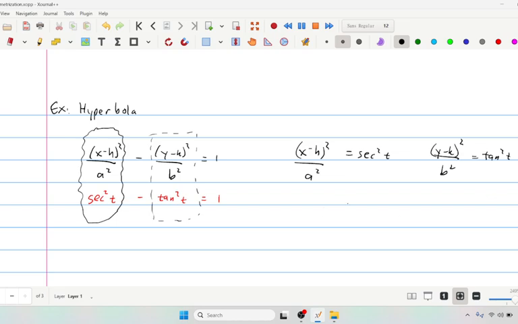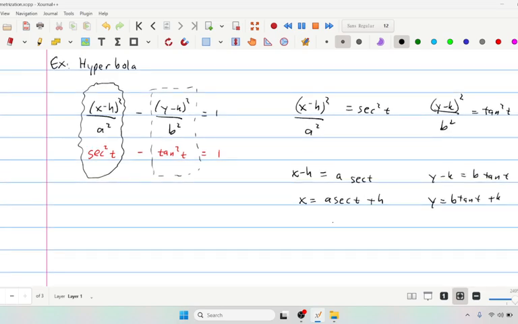So solving each of these for x and y respectively, we take the square root of both sides and then multiply the fraction over. So we have that x minus h equals a secant t. For the other term, we have y minus k equals b tangent t. And then finally, solve for x and y by adding the h and k over. So we get x equals a secant t plus h, and y is b tangent t plus k. So this gives you a way to parameterize the hyperbola.